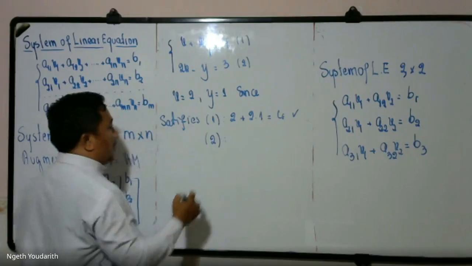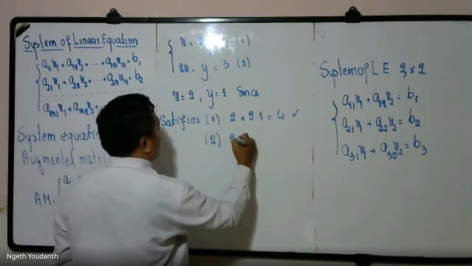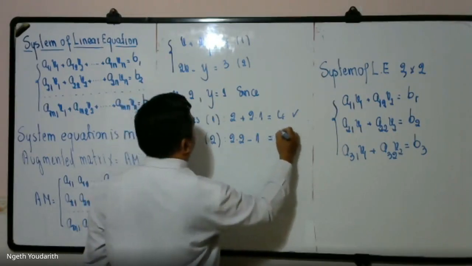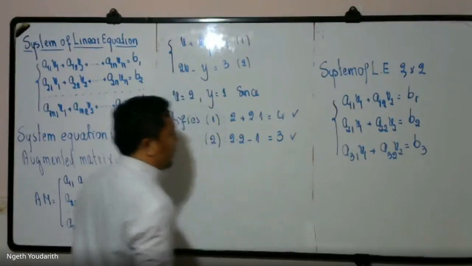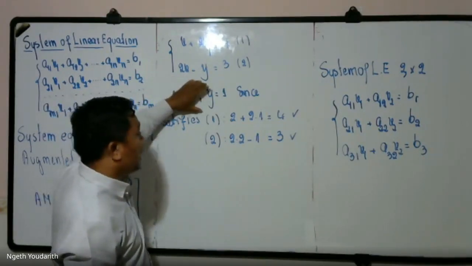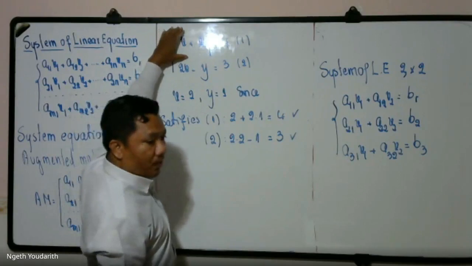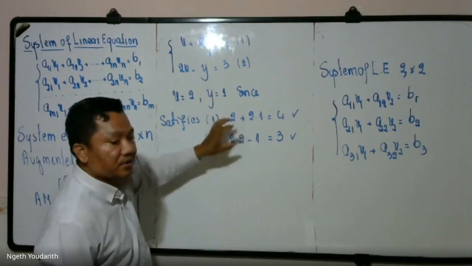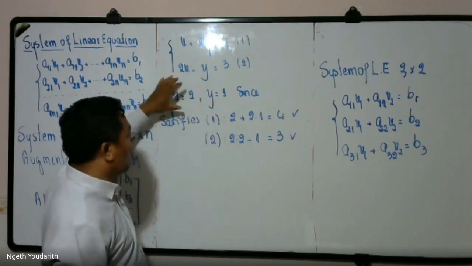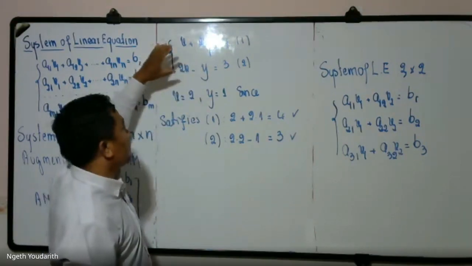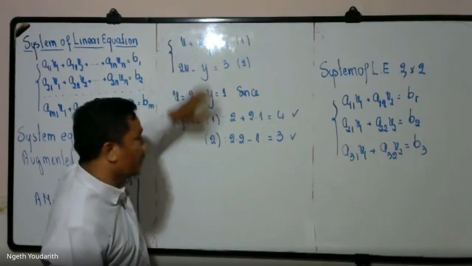Equation 2 is 2 multiplied by 2 minus 1 equals 3. Correct or not correct? Correct. If we substitute this value of x and y into equation 1 and equation 2, we get true statements in each of the equations. So we can conclude that x and y are the solution of our equations.